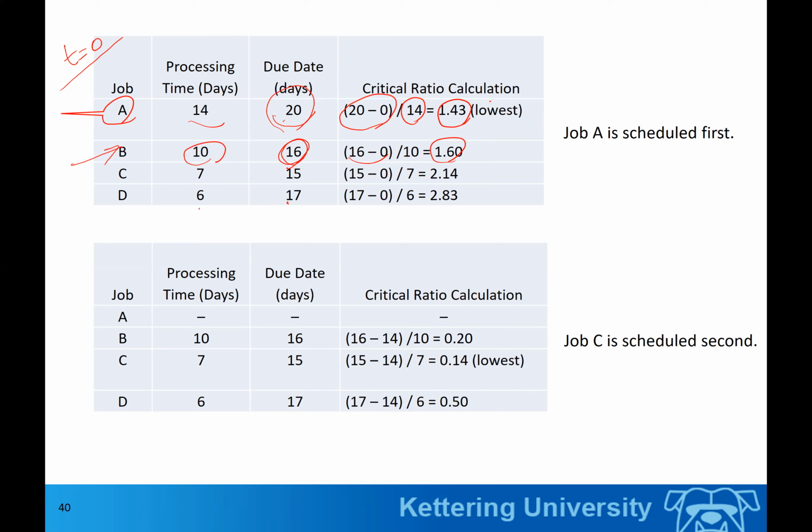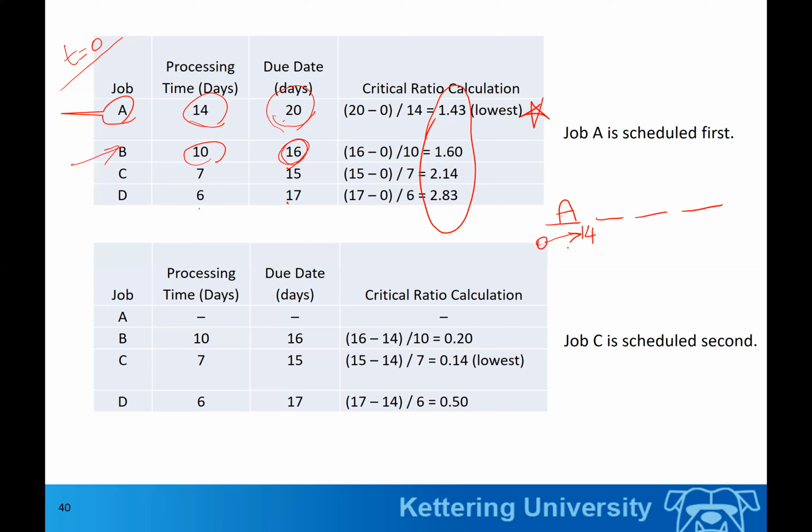Among these critical ratio values that have been calculated, you will select the minimum. As you can see, among these numbers, the minimum belongs to job A. So I will start job A at time 0. It takes 14 days. So I have A, B, C, D, and the first job in this sequence will be A. I will start it at time 0, and it will take 14 days to finish this job.